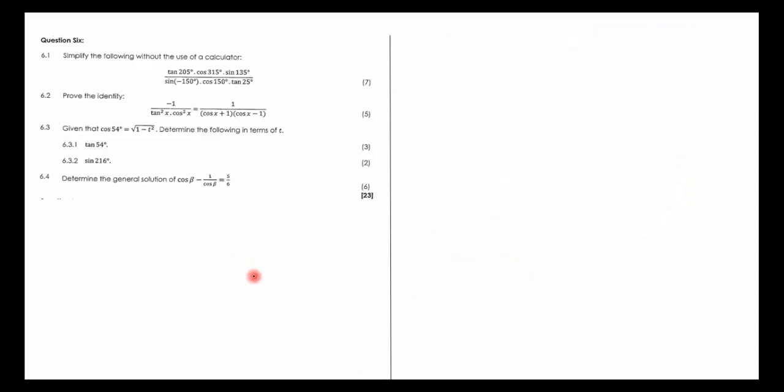6.4 is going to be our final question. And in the final question, we're dealing with a general solution. Now with general solution, you have to be really good when it comes to your algebra, because it is basically the algebra of trigonometry, if I can put it that way. So let's go ahead and look at what we have here. We're given cos beta minus 1 over cos beta equals 5 over 6. So they want us to solve for that.